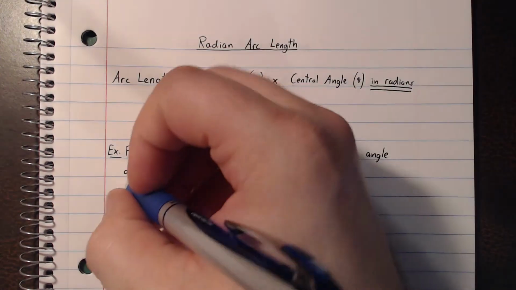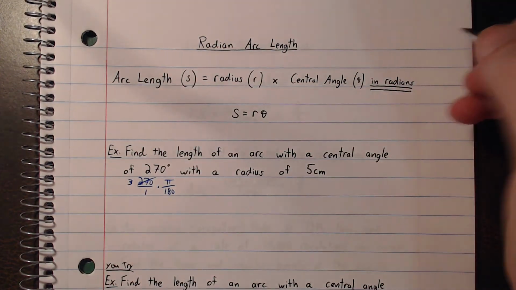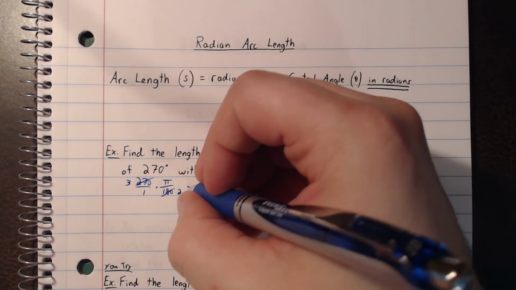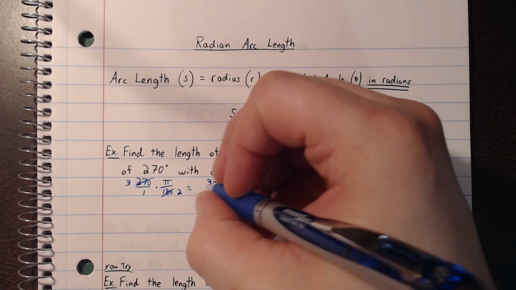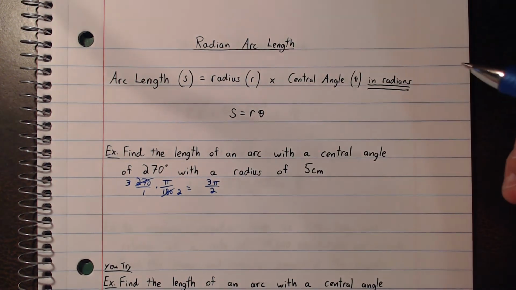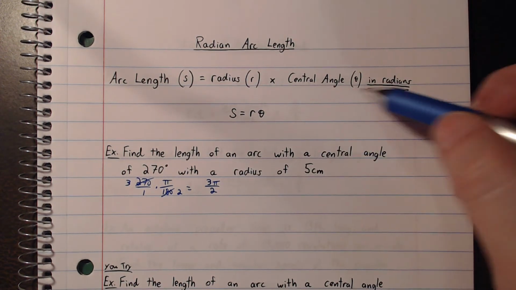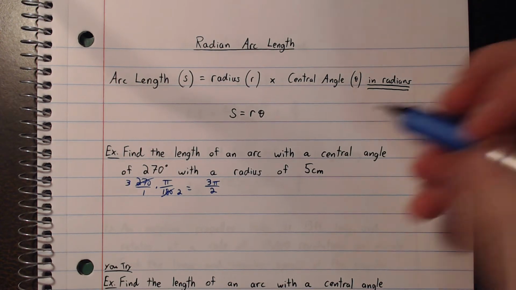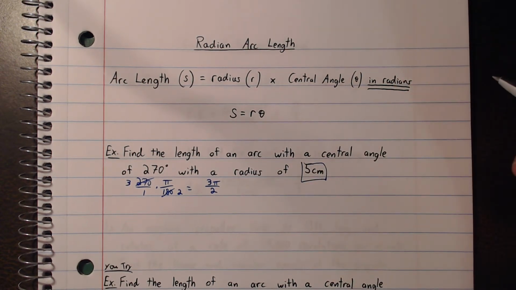These are both divisible by 90. So 270 divided by 90 is 3, and 180 divided by 90 is 2. We multiply straight across, and we've converted now to 3 pi over 2 for our central angle, theta. Our radius, we don't have to do anything to. They told us it was 5.